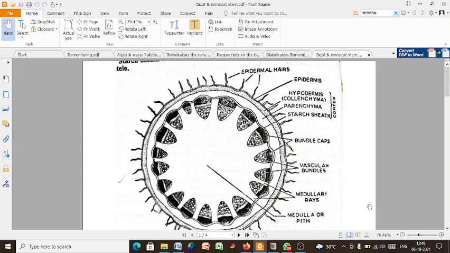Now, the vascular bundles in dicotyledonous plants are open. That is, they are provided with cambium. In between the xylem and phloem, cambium is present. This condition is known as open.